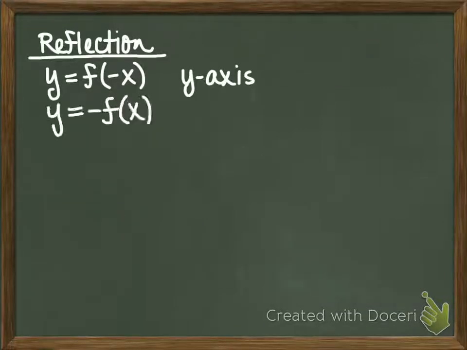Next is a reflection. So when there's a negative on the x in the parentheses, that is a y-axis reflection. When there's a negative outside of the function, that's an x-axis reflection.